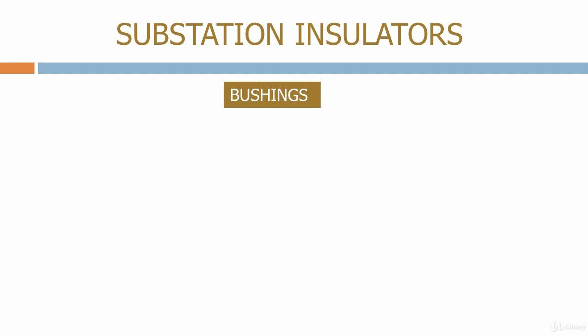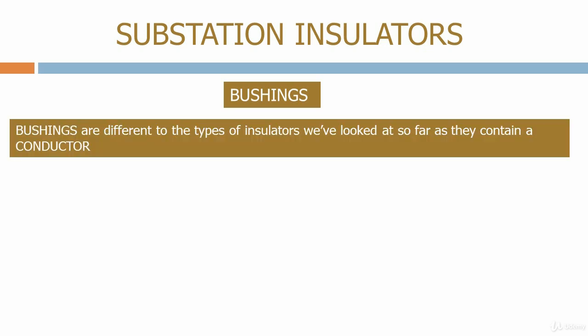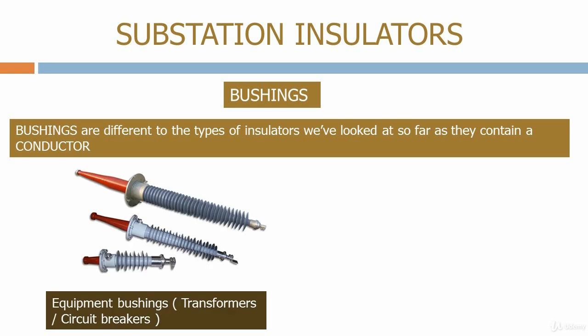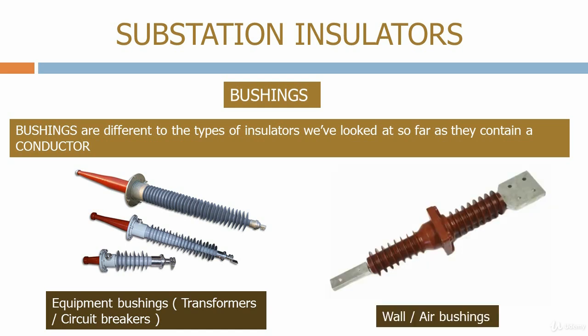The final category of insulator that you'll see in air insulated substations are bushings. Bushings are different to the types of insulators we've looked at so far, as they contain a conductor. Typical examples include equipment bushings, say for use in transformers or circuit breakers. Wall or air bushings. These are used to take conductors from inside a building to outside a building.